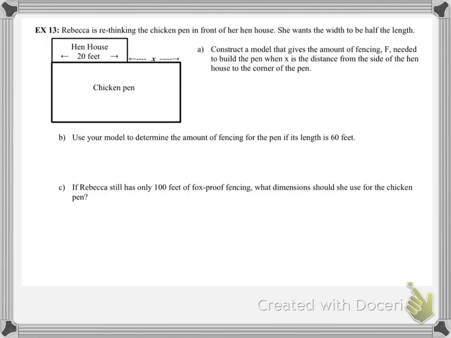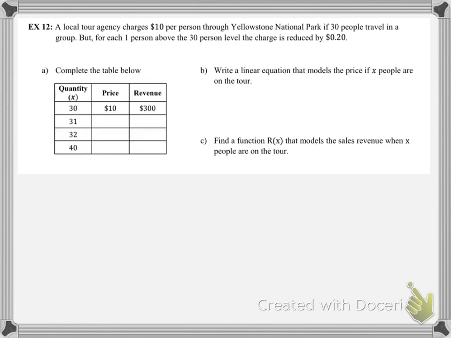Okay, we're going to skip to number 12 because it's similar to the one that we just did. In this one, it seems like they give different information, but they're really just giving it in a different way. They give us the fact that if 30 people go on this tour, they charge $10 per person. And so that's one point, right? And then they tell us for each one person above the 30-person level, the charge is reduced by 20 cents, which is really a rate of change. If you want to, you can use that as your M. Then you just have to figure out how to fit it into the equation.